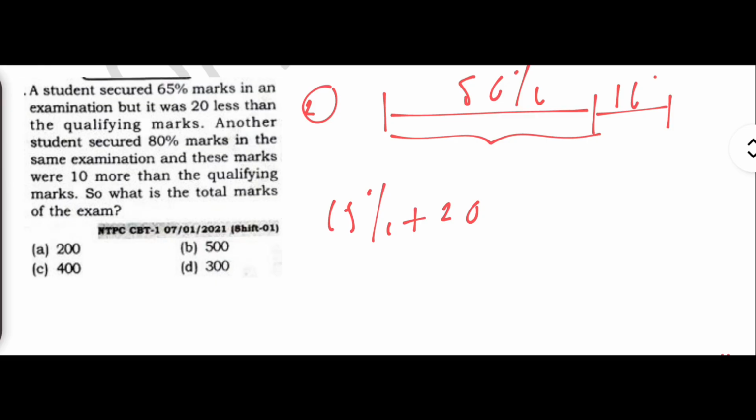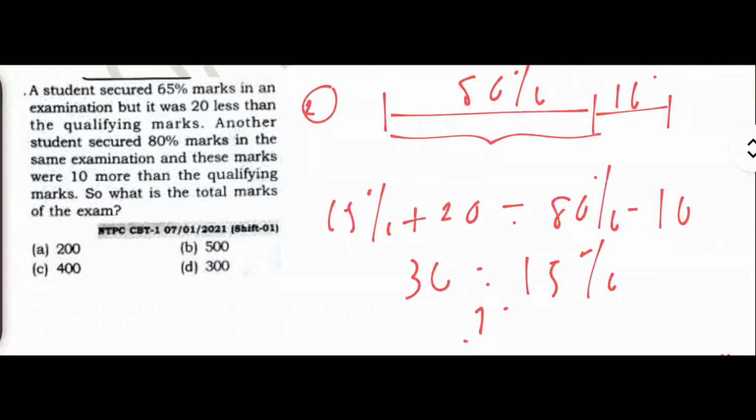So what do we do? 80% minus 10 is your qualifying marks. So we can equate qualifying marks to qualifying marks, right? So now 30 equals 80 minus 65, which is nothing but 15%. So what is the value of 1%? 3. 1% value is 3, then 100% value is 300. Simple. I hope you understood this because I cannot explain more easily than this.